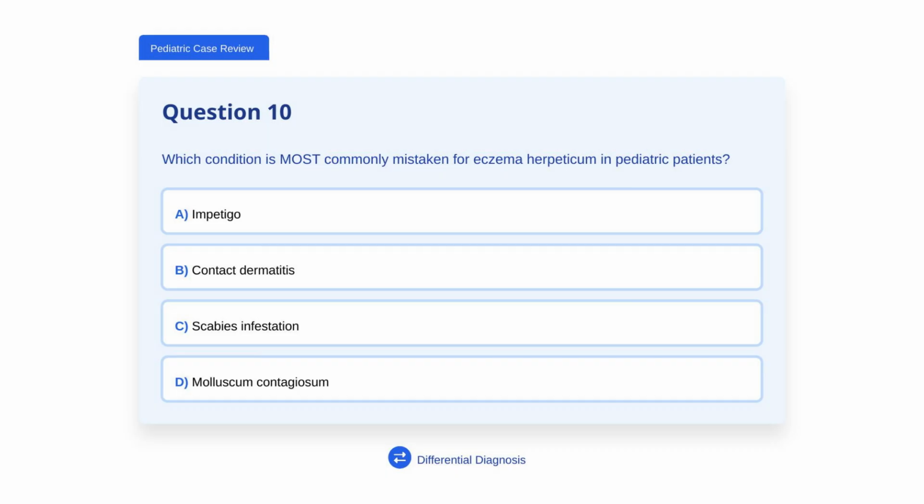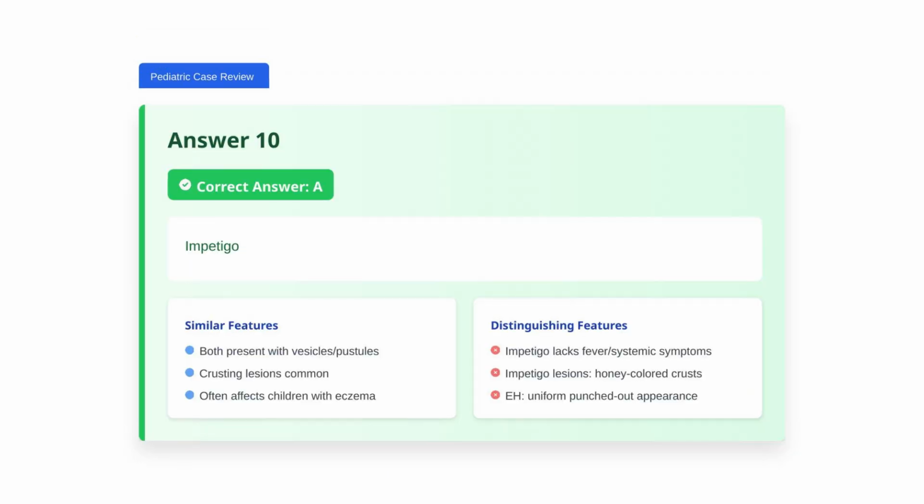Is it impetigo, contact dermatitis, scabies infestation, or molluscum contagiosum? The correct answer is A. Impetigo is most commonly mistaken for eczema herpeticum in pediatric patients.